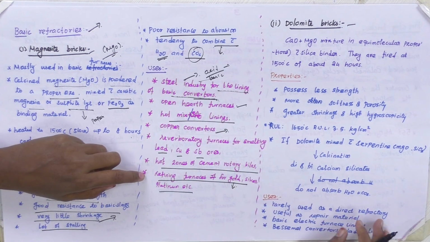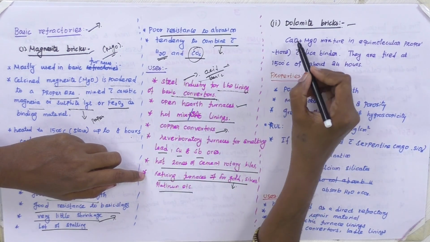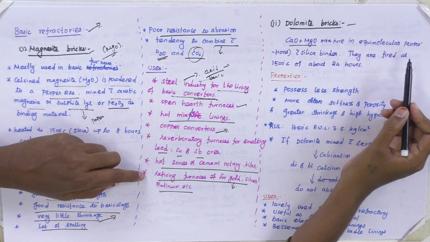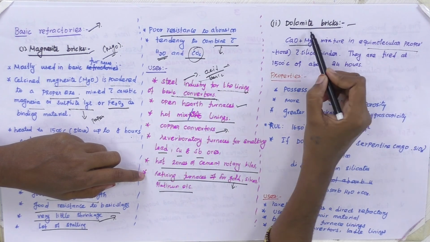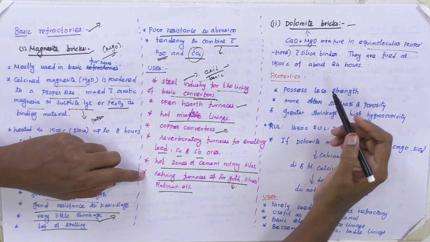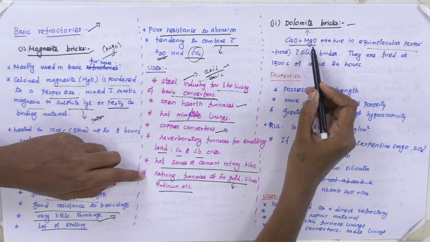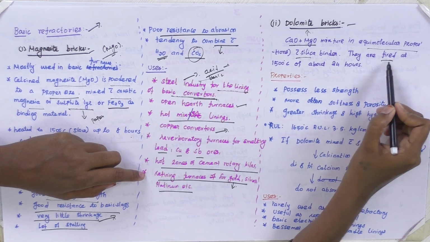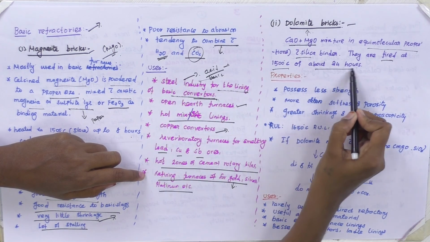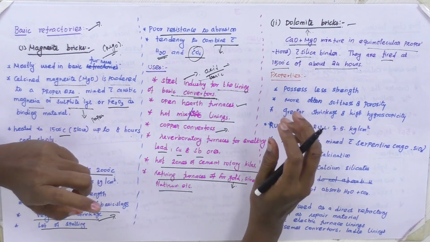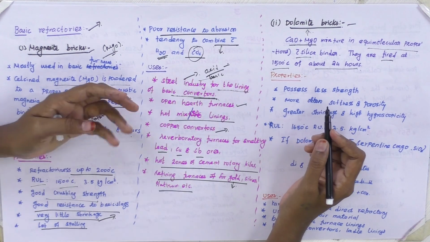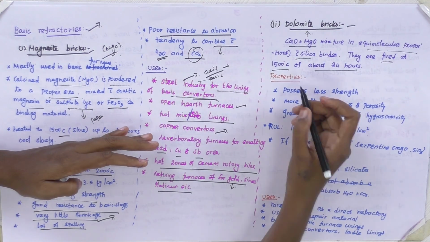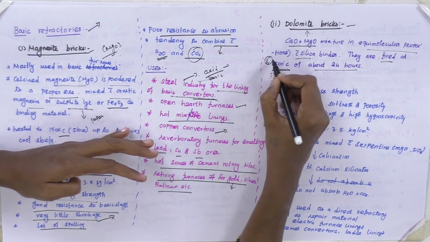Next one is dolomite bricks. Dolomite bricks are a mixture of calcium oxide and magnesium oxide, and we take an equimolar proportion for making dolomite brick. After that, the calcium oxide and magnesium oxide are mixed with a silica binder. Then we have to fire at 1500 degrees Celsius for about 24 hours. If we fire for less than 24 hours, then the stability of the dolomite bricks is lower. So the firing temperature and time are very important in the case of dolomite bricks.